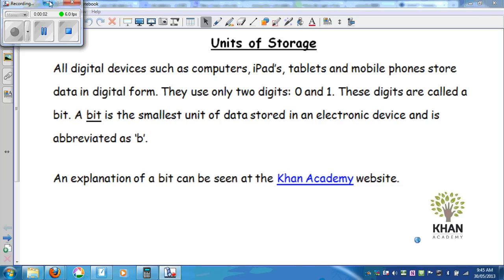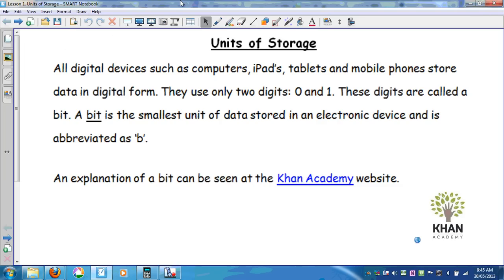So our first section in our unit of work on digital download and file storage is talking about the basics of our units of storage and the language around that. This is something that you see and hear all the time in your everyday life, because all digital devices such as computers, iPads, tablets and mobile phones store data in digital form.